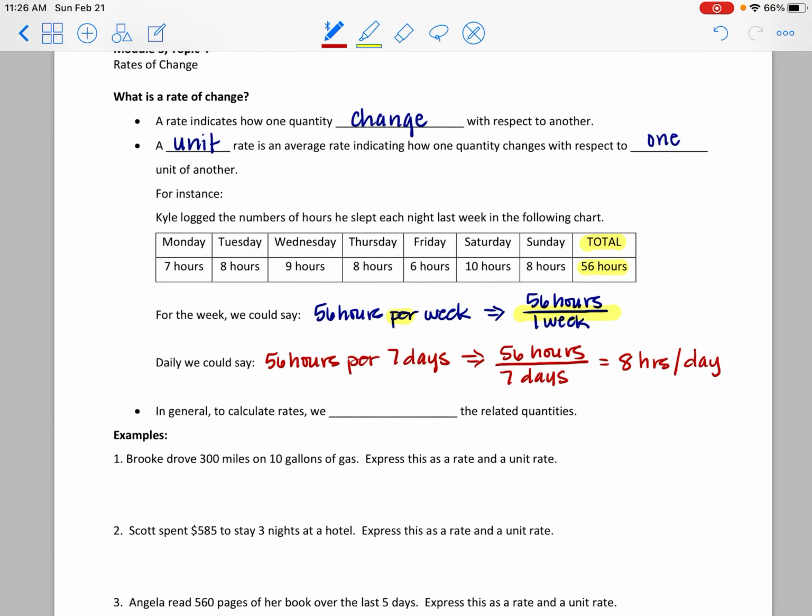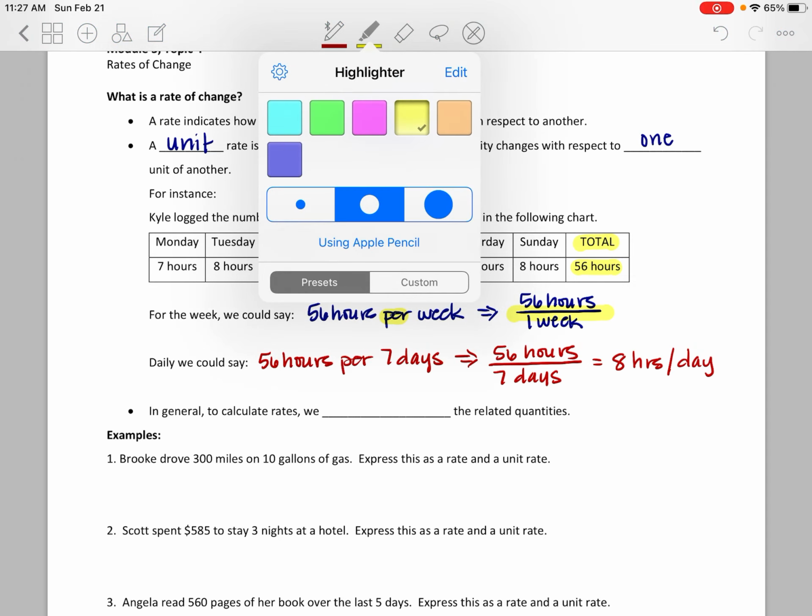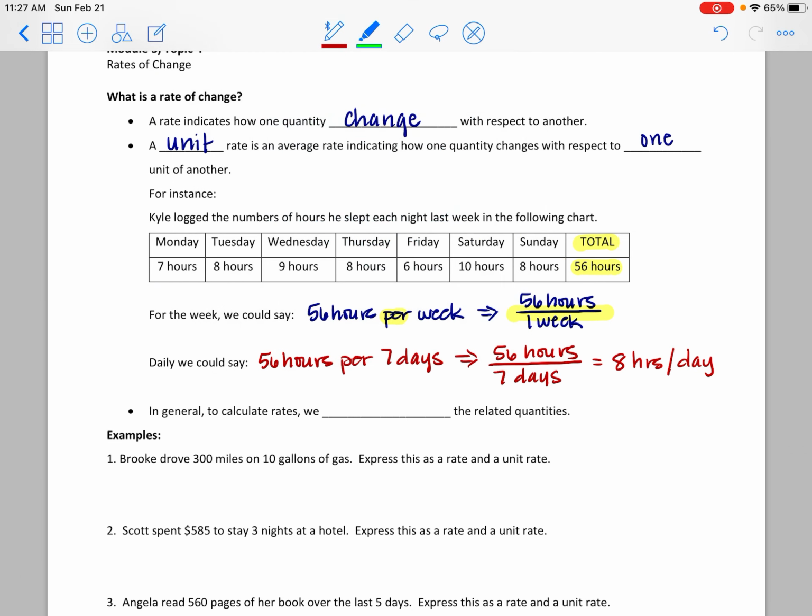Now we know he's not sleeping 8 hours every night, right? It ranges: 7, 8, 9, 8, 6, 10, 8. But if we added them all up to get that total of 56 and divided it by the 7 days, we would average that out to what we call a unit rate of 8 hours per day. So the unit rate is going to be our average. And the unit rate, again, is the average rate.